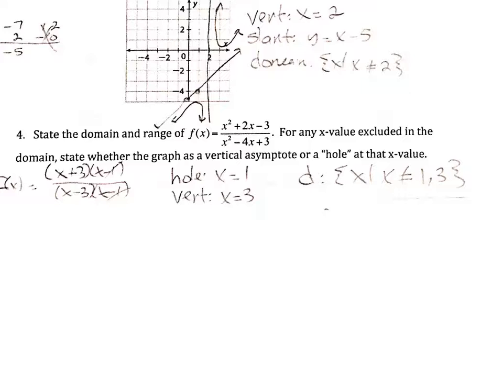Number 4, tomorrow, you don't have to graph this one. You can if it helps you. What I do right off the bat, though, is I would factor the numerator and denominator. And when you do that, those are going to cancel. And I think that happens tomorrow. That's what the hole is.